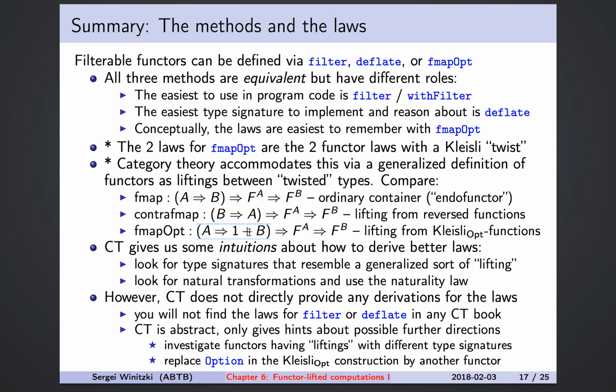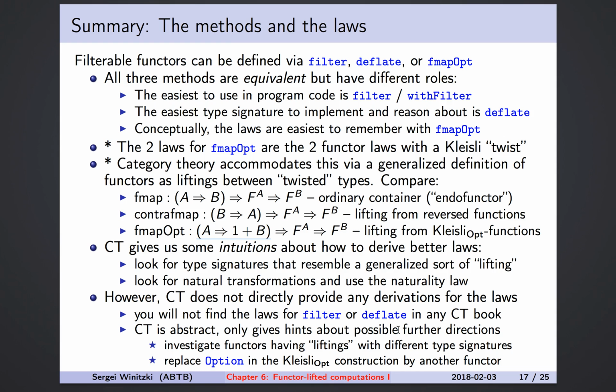You start with filter and you think you're doing something very down to earth, filtering values out of sequences. And actually at the root of this, there is this twisted Kleisli opt category of functions. But category theory doesn't tell you that. You have to derive it yourself. It doesn't help you derive that either. It just gives you hints about how you might be able to do it. In particular, look for a lifting-like type signature. But we were lucky to find it. There's no easy way of deriving this.